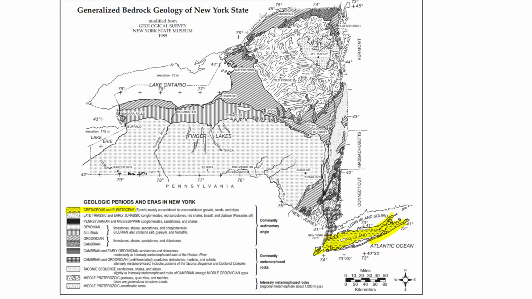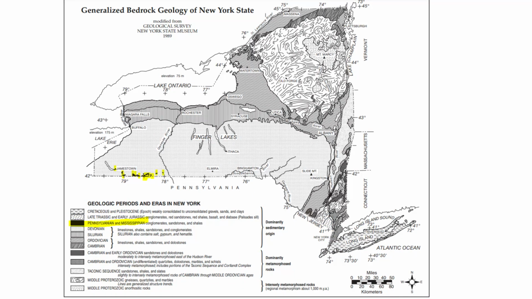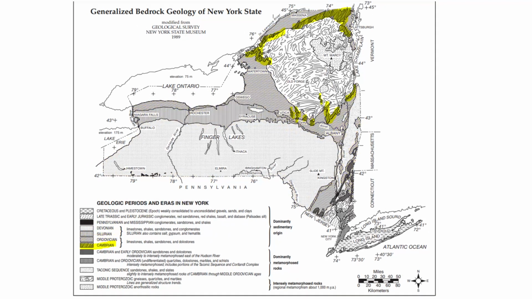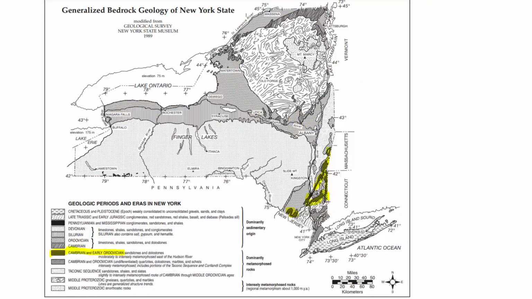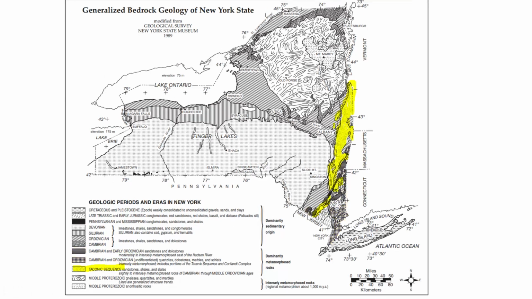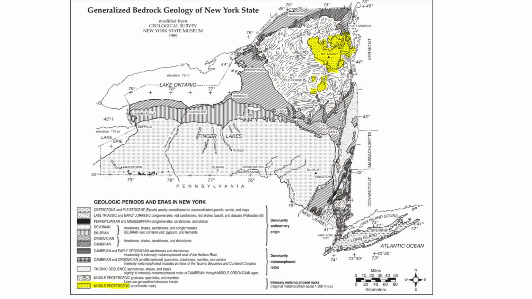So this is my Cretaceous area on page 3 of my reference table. This is the Late Triassic, according to the key. Pennsylvanian and Mississippian, Devonian, Silurian, Ordovician, Cambrian, and this is Cambrian and early Ordovician, but notice this area is metamorphic. The other Cambrian and Ordovician was sedimentary. Cambrian and Ordovician again, tectonic sequence, Middle Proterozoic, and again, Middle Proterozoic.